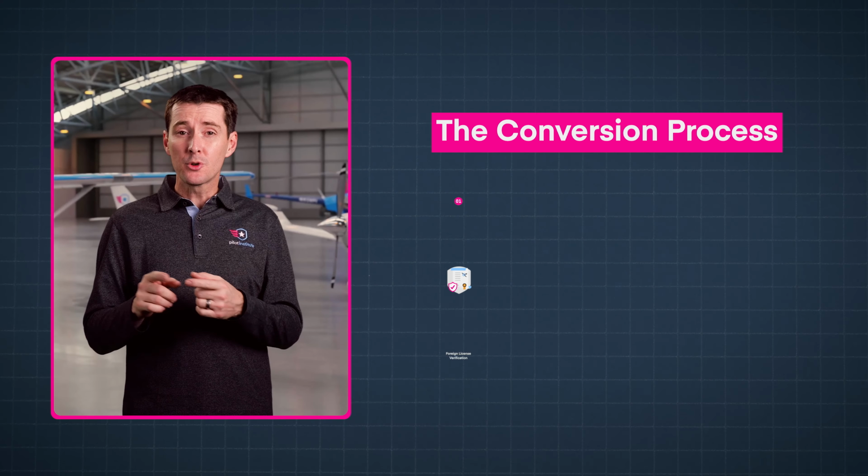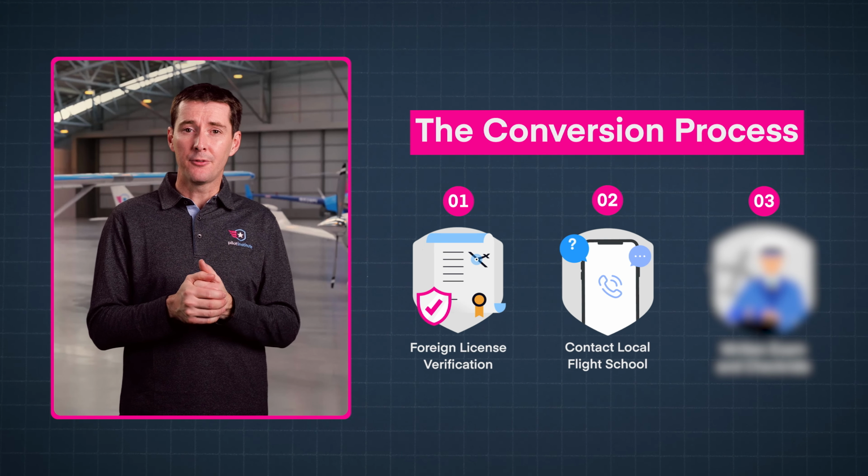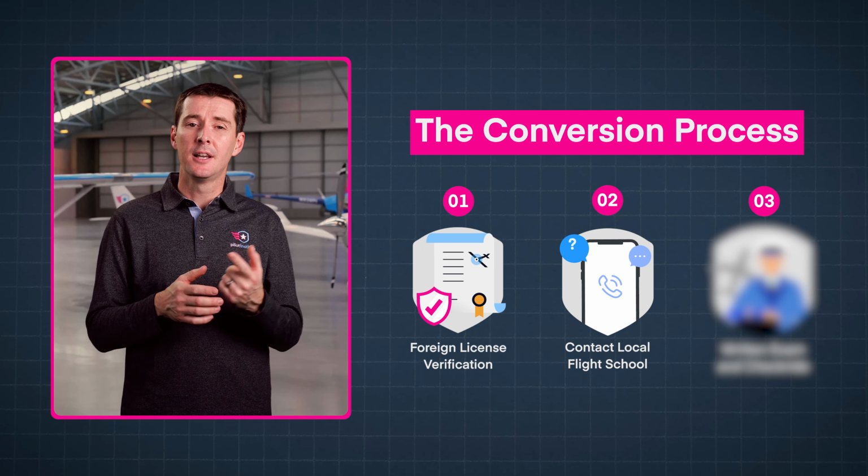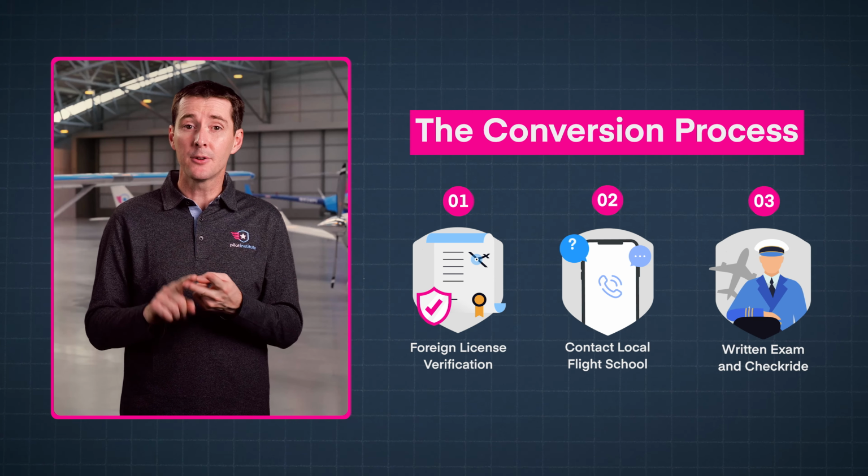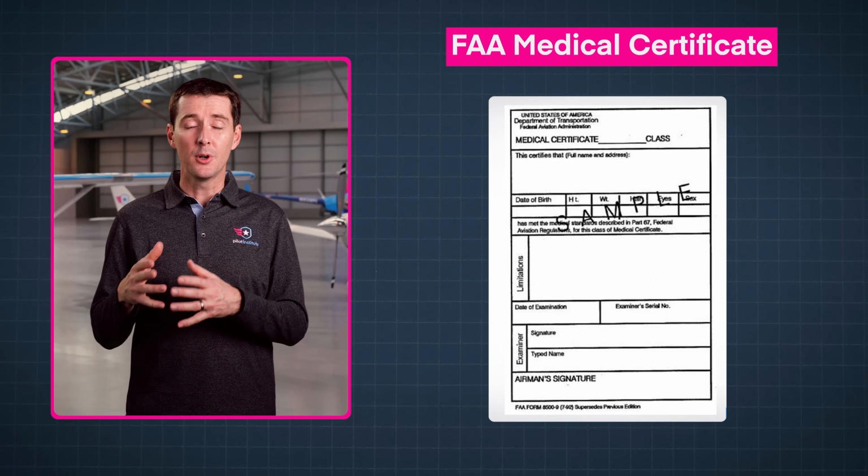This means that FAA certificate is only valid if your foreign certificate is also valid. Now, if you want to remove this restriction and get a full FAA private certificate, you'll need to pass the written exam and the practical exam. You will also need to obtain an FAA medical certificate. Only then you will have a full FAA certificate that doesn't depend on your foreign license.